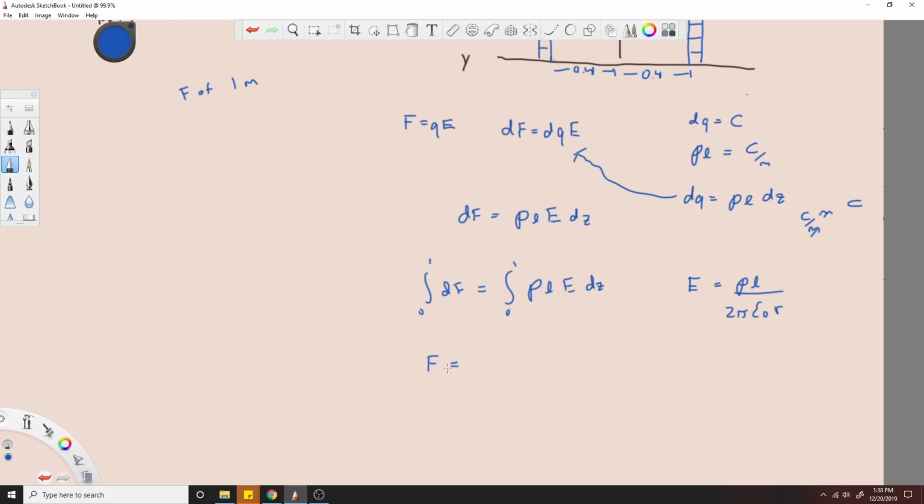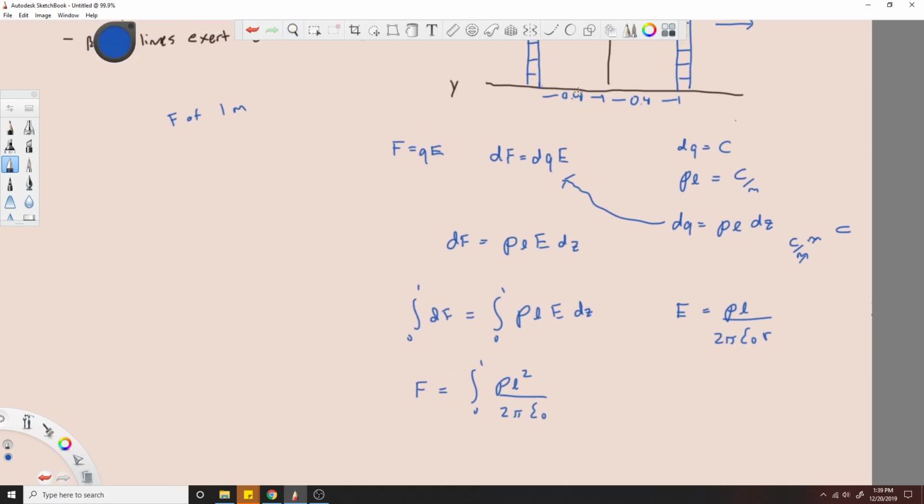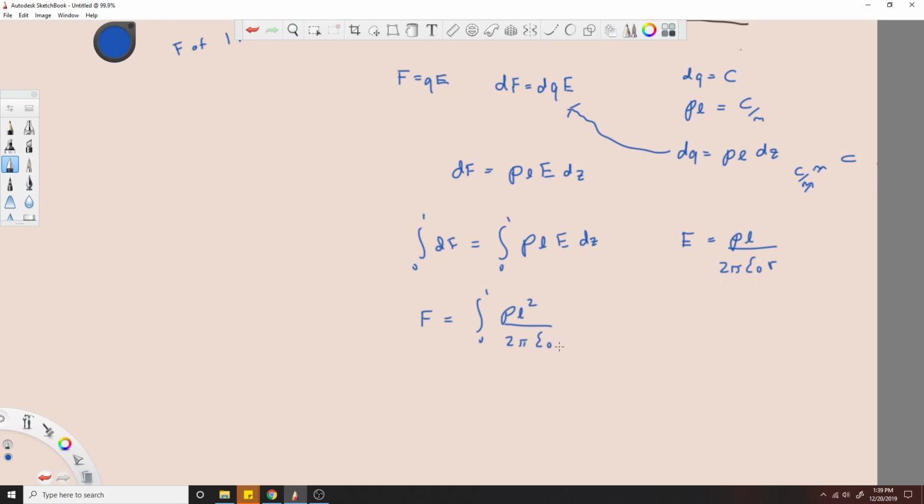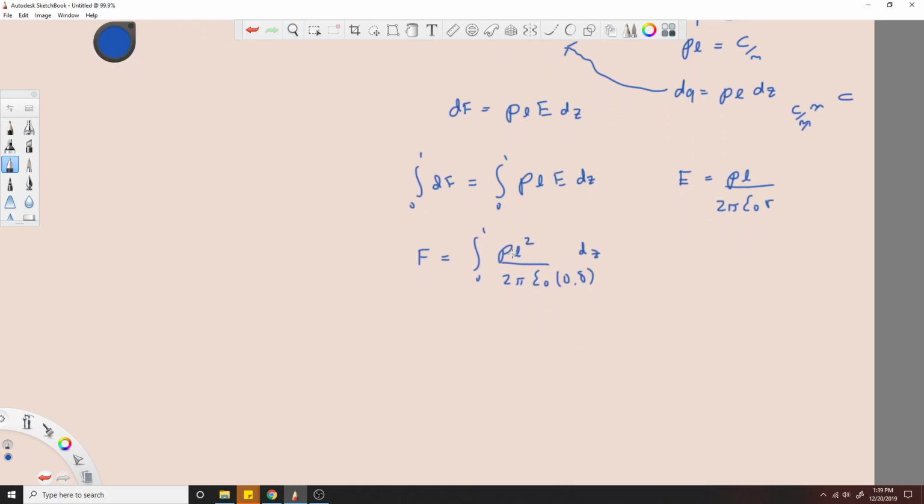So we'll just call this F. It would really be 1 here, but we'll just call it F because we're talking about force. It's a little tricky because technically you wouldn't want to say force is newtons per meter, since force is really a newton. But right now I'm just going to call this F, and then we'll evaluate this integral, and that'll give us our answer in newtons per meter, which is what we want. So integral from 0 to 1 of rho L squared, I'm just plugging in this E value here, over 2 pi epsilon naught. Now we don't know what our r is, but wait, oh yeah, we do, because it's the distance between the two lines. So 0.4 and then another 0.4. That's 0.8. And then dz.